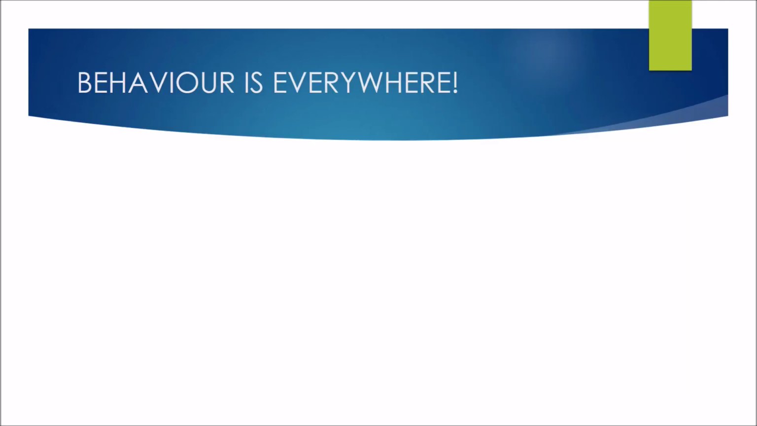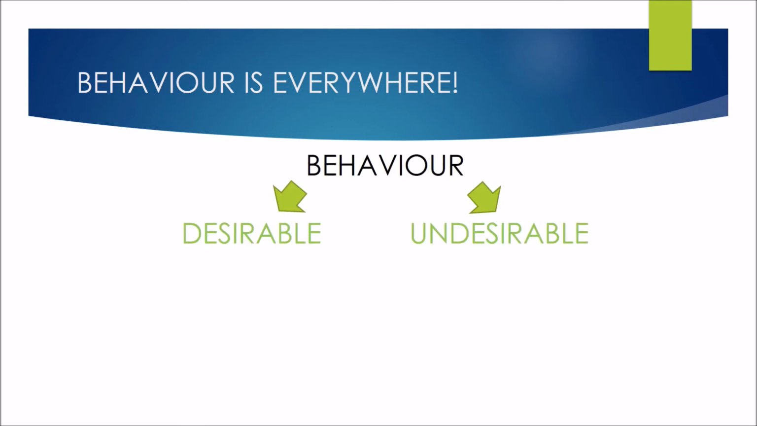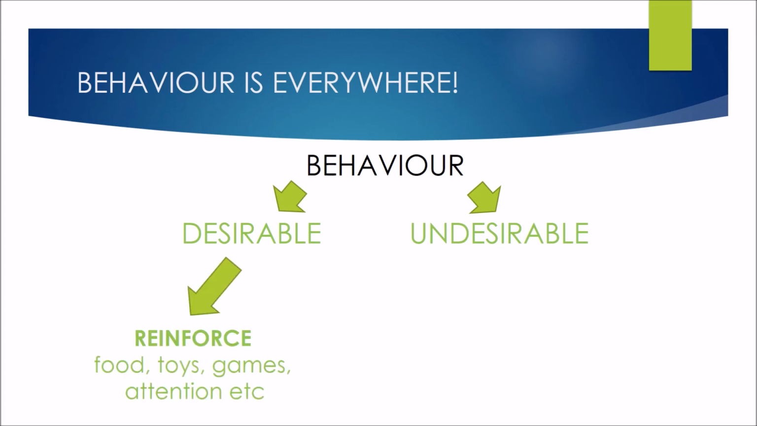Next one is to know behavior is everywhere. And so what we're going to do is look at behavior, and most behaviors can be divided into two categories. So your desirable behaviors and your undesirable. So the things you like your dog to be doing, really highly reinforce it at this stage. Think about what's reinforcing for your dog. So food, what toys do they like, what games do they like, what kind of attention and interactions with you do they really enjoy, and when they're doing the good stuff, when they're being a really good dog, make sure you highly reinforce it. The more we reinforce a behavior, the more they will offer it.